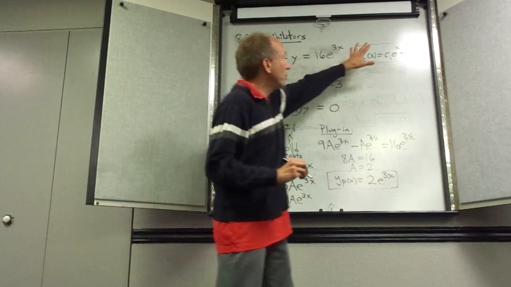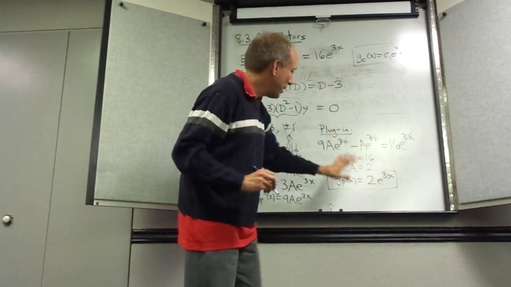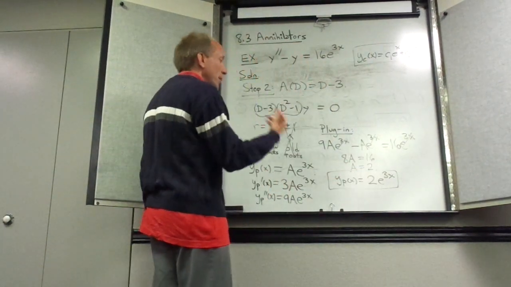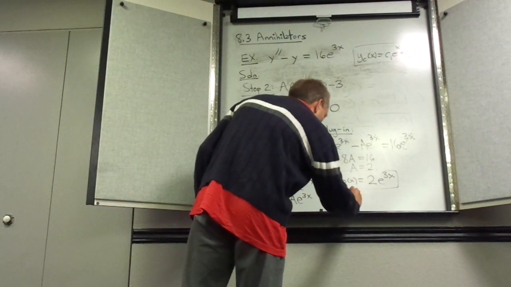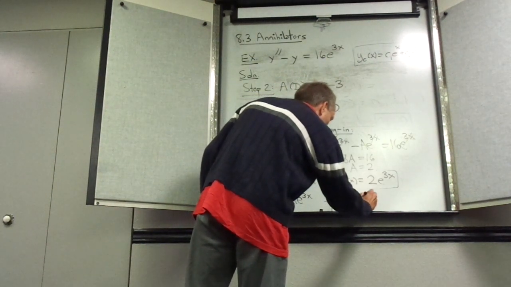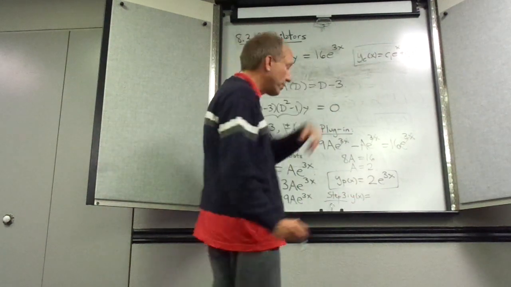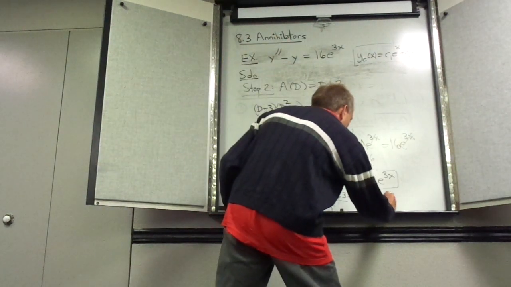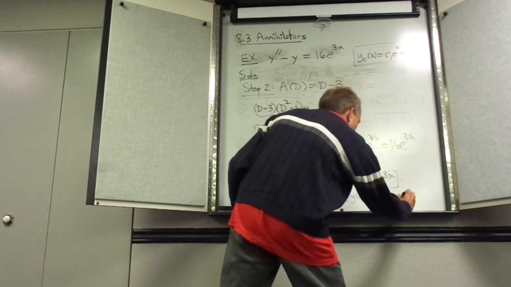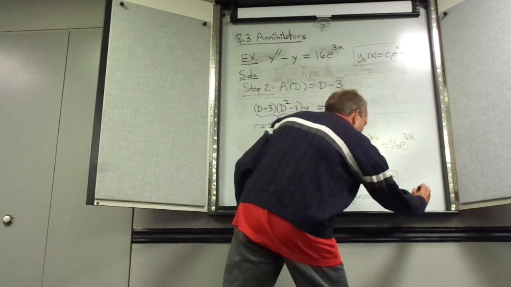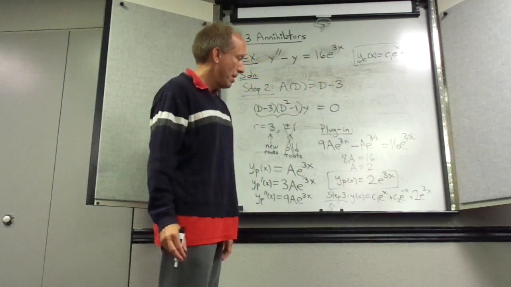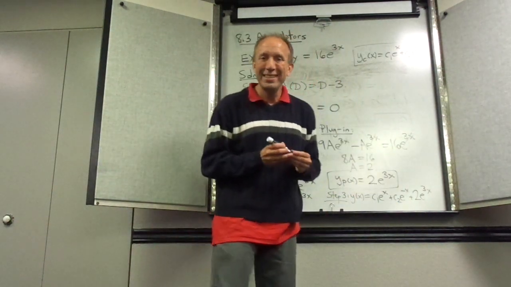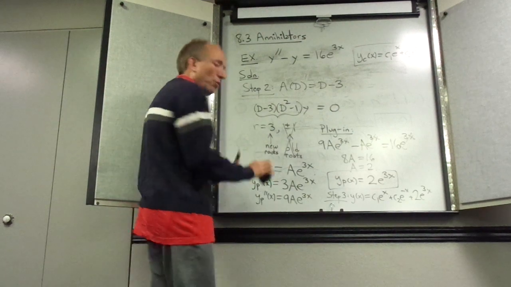So I have my complementary function here, I have my particular solution here, and so step 3 is where we just write down the final answer, which is y of x equals, we just have to add together these two parts, C1 e to the x plus C2 e to the negative x plus 2 e to the 3x. And that's the final answer. Hopefully this makes sense.